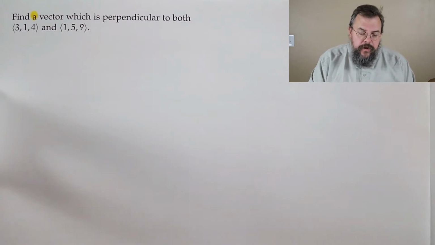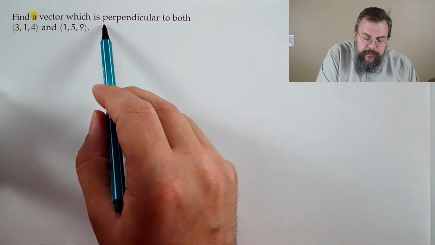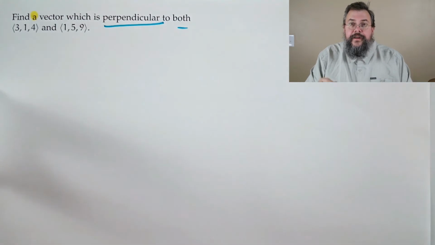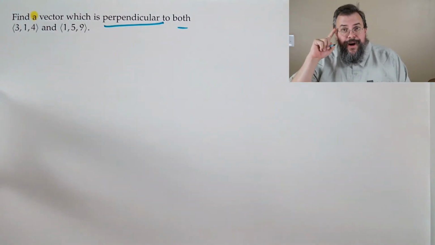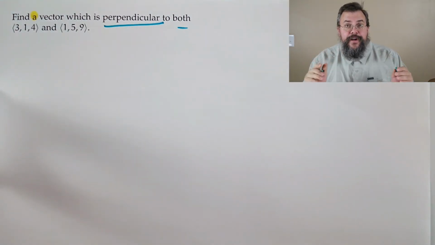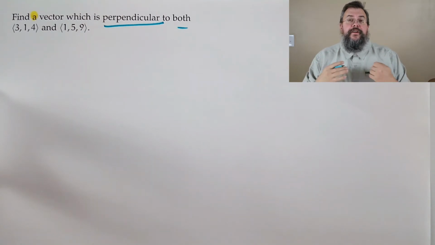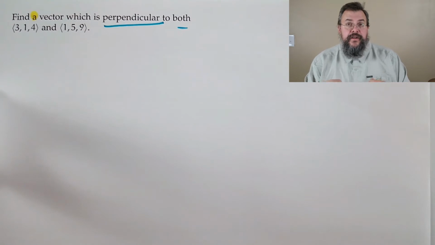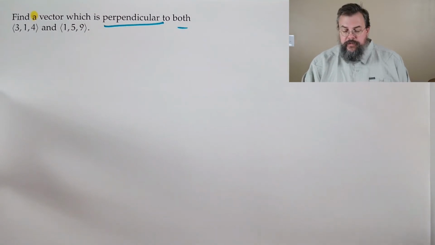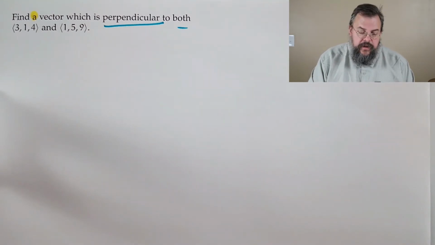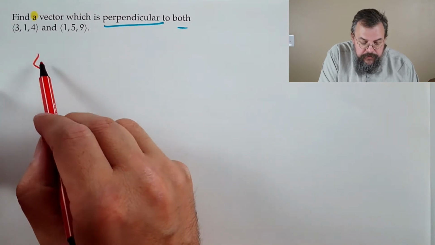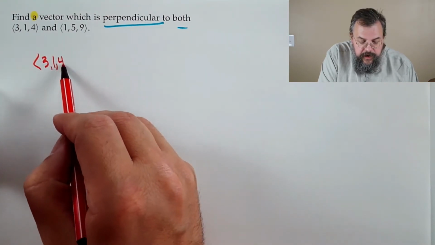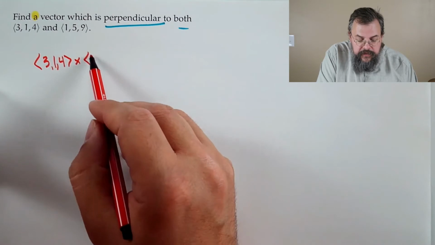Whenever we see, hey, I need to be perpendicular to both, something should cross your mind. The cross product. The cross product is our go-to tool whenever we're looking for something which is perpendicular to two given vectors. And we say, I know how to find the answer. So what we're going to do is we're going to take our vector 314 and we're going to take the cross product with 159.